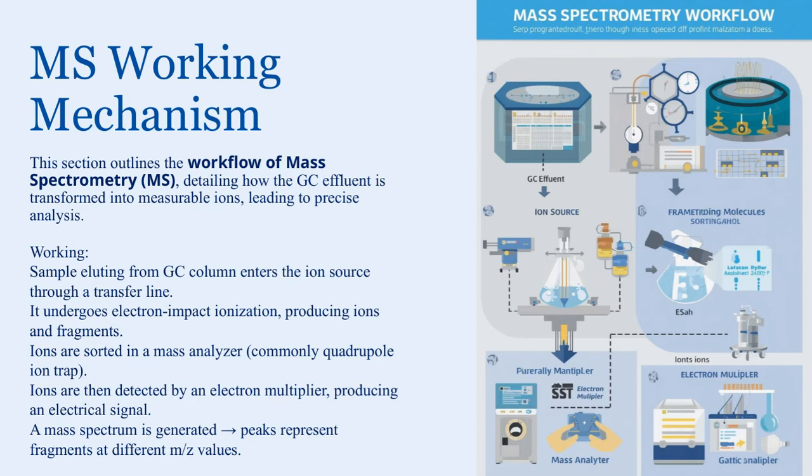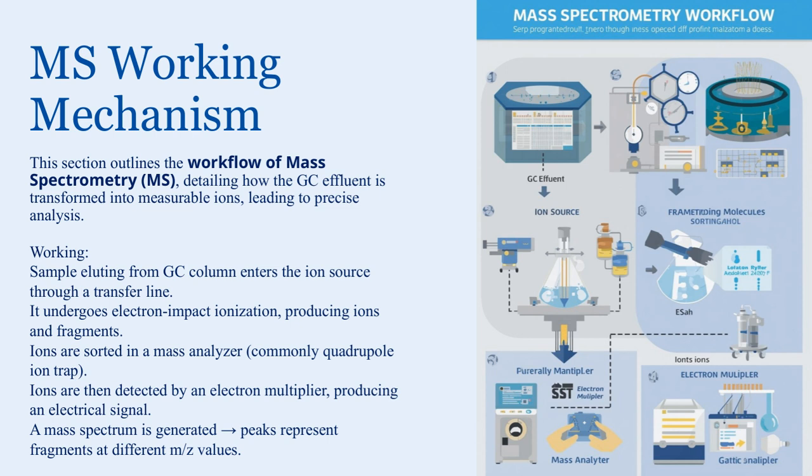Now, let's walk through how the workflow of mass spectrometry actually works. First, the sample that elutes from the GC column enters the ion source via a transfer line. Once inside, it undergoes electron impact ionization, which is a process that knocks electrons off the molecules, creating ions and fragments. These ions then move into the mass analyzer, which is often a quadrupole ion trap.